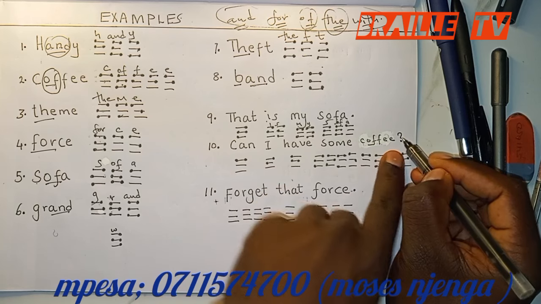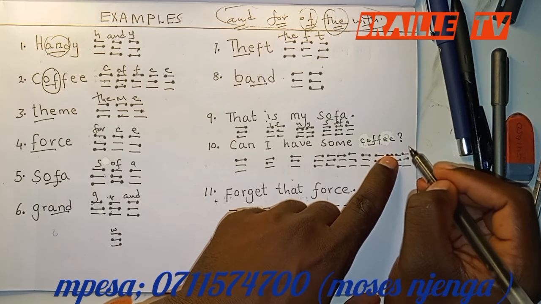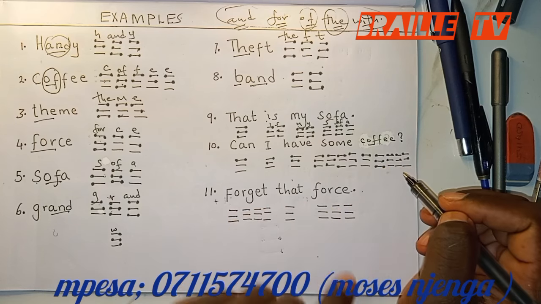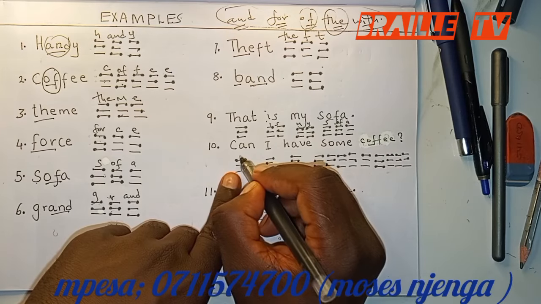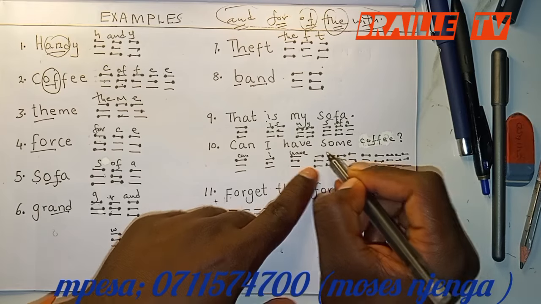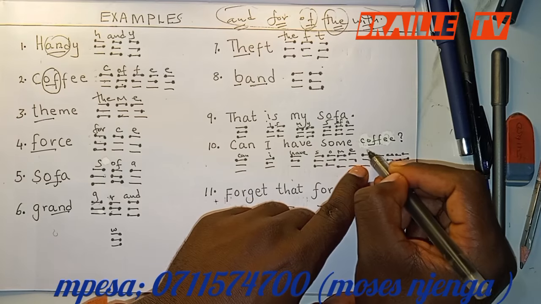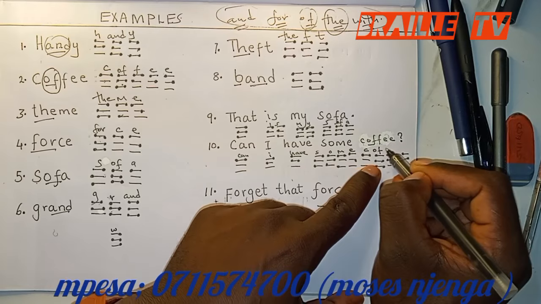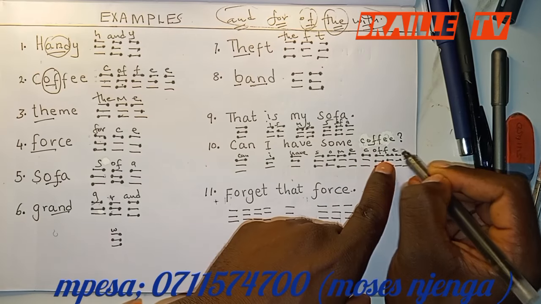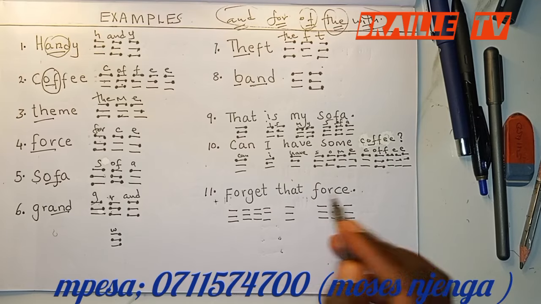Now this one is a question mark. We'll look at it when you get to punctuation. I'm not going to write it so that it does not confuse you. Good. So this is, can I have some coffee. C, this is off, and then off again. E and E. Good. The last example is: forget that force.